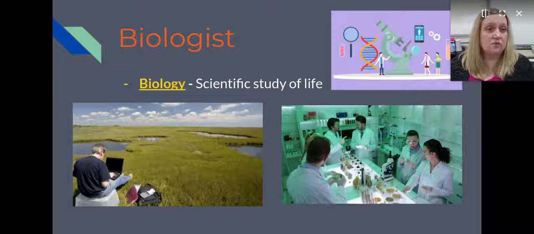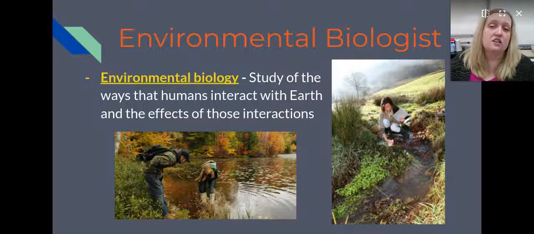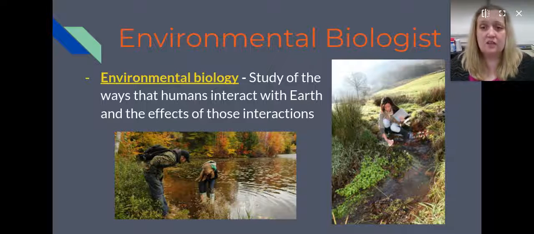Lots of different things fall under biology. Some of you may have taken biology, some of you may take it next year, but biology includes all types of organisms, DNA, cells, ecosystems. So that is what biology is. Now, there are different branches within biology. Our first one is environmental biology. Environmental biology studies the way humans interact with the earth and the effects of those interactions. So someone who looks at how humans affect the environment is called an environmental biologist.